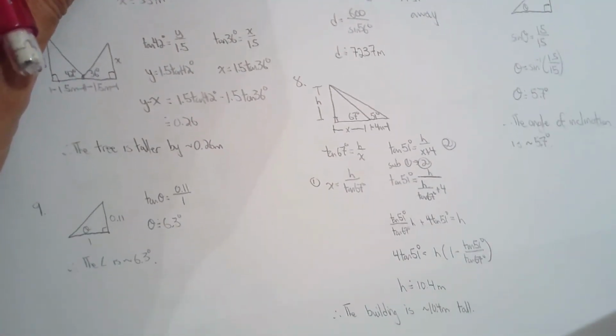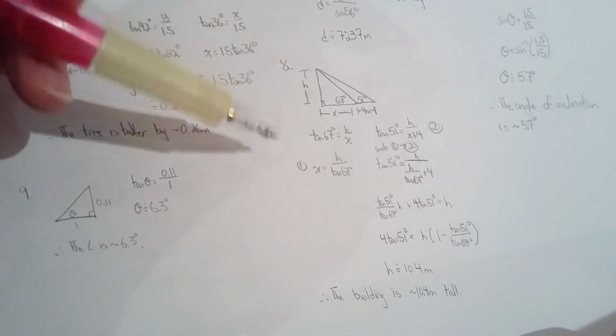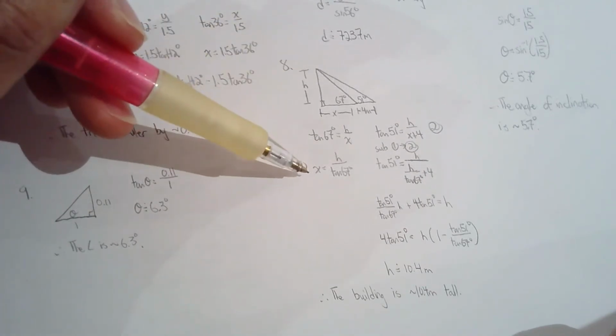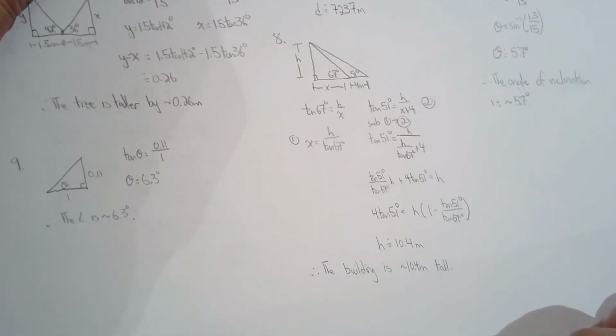For question 8, this one's a very interesting question. You actually use a tan ratio twice, and then you have to isolate for x, and then you perform a substitution, and then you'll know that the building is 10.4 meters tall. Okay, just watch your calculations here, and be careful when you solve for h. For question 9, you're just solving for the angle by using the inverse tan function.